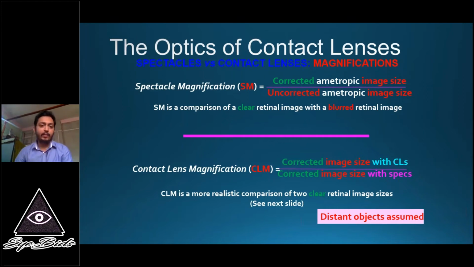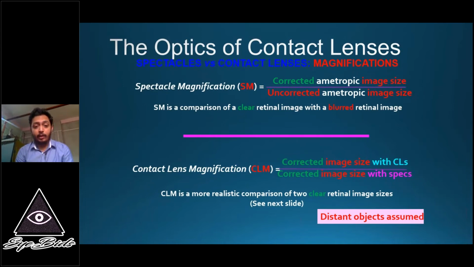Here we have to discuss several magnifications, mainly three: spectacle magnification, contact lens magnification, and relative spectacle magnification. All of these are actually comparisons between one size of the image and another. The first one is spectacle magnification, which is the comparison between the corrected image size in an ametropic patient and the uncorrected image size in the ametropic patient.